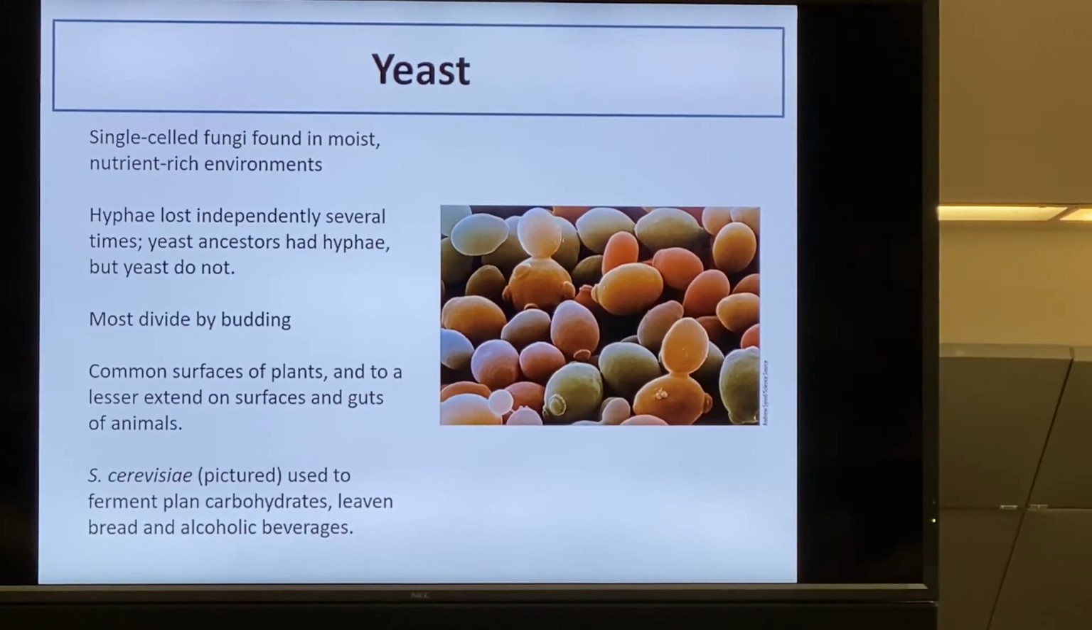So why would it be an advantage to go from a multicellular state, in this case, back to a single-cell state? What are the advantages of being multicellular for a fungus? And what are the disadvantages? Search for food. So being single cell, is that an advantage or a disadvantage? What kind of food do fungi get?